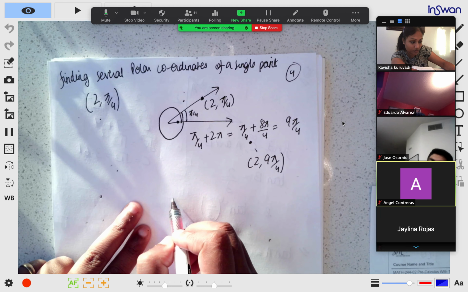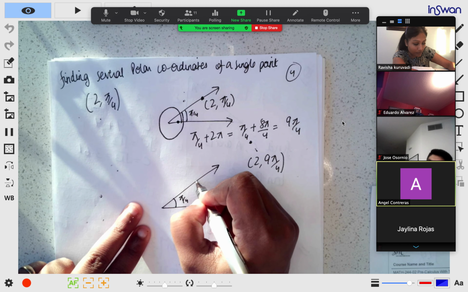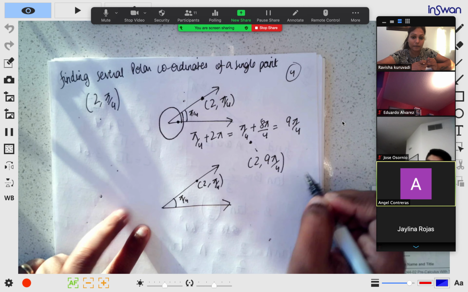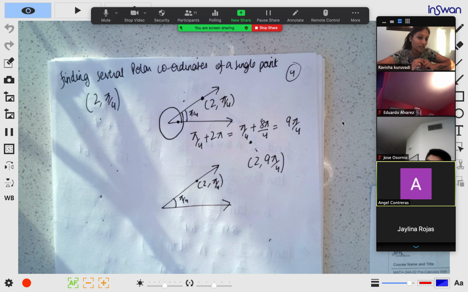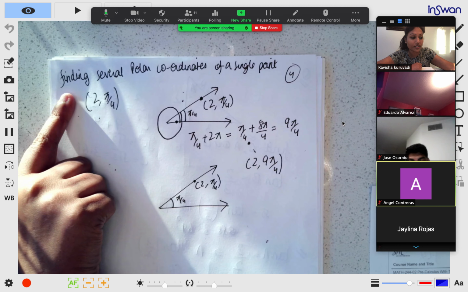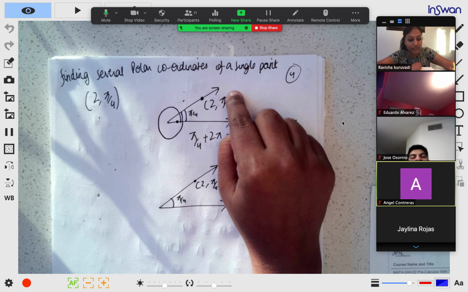So, yeah, if we're not given 4 pi, but if we're given 9 pi over 4, we would just subtract 2 pi to get the original coordinate. You can do that, but you don't have to do it. It's just that if they ask you, find several polar coordinates representing this point, what are the other ways you can write this point?